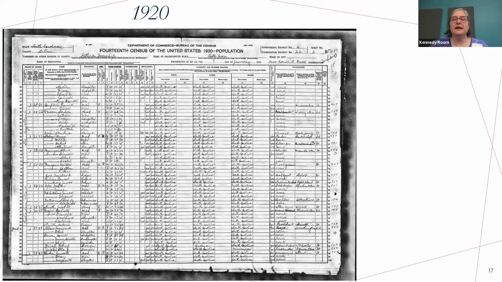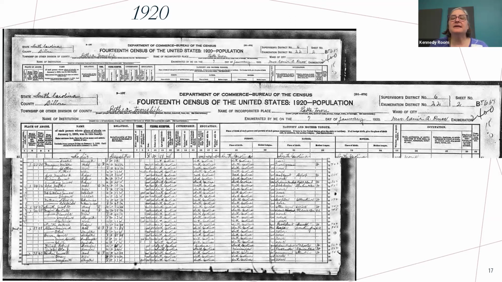In 1920, and I will tell you, if you look at the top of this, the enumerator up in the right-hand corner there, name of the enumerator, that is my great-grandmother, and she does have kind of atrocious handwriting. Her R's and her S's look very similarly. I could not find her on this census for a very long time because she was transcribed as Cassie Rover instead of Carrie Rouse.